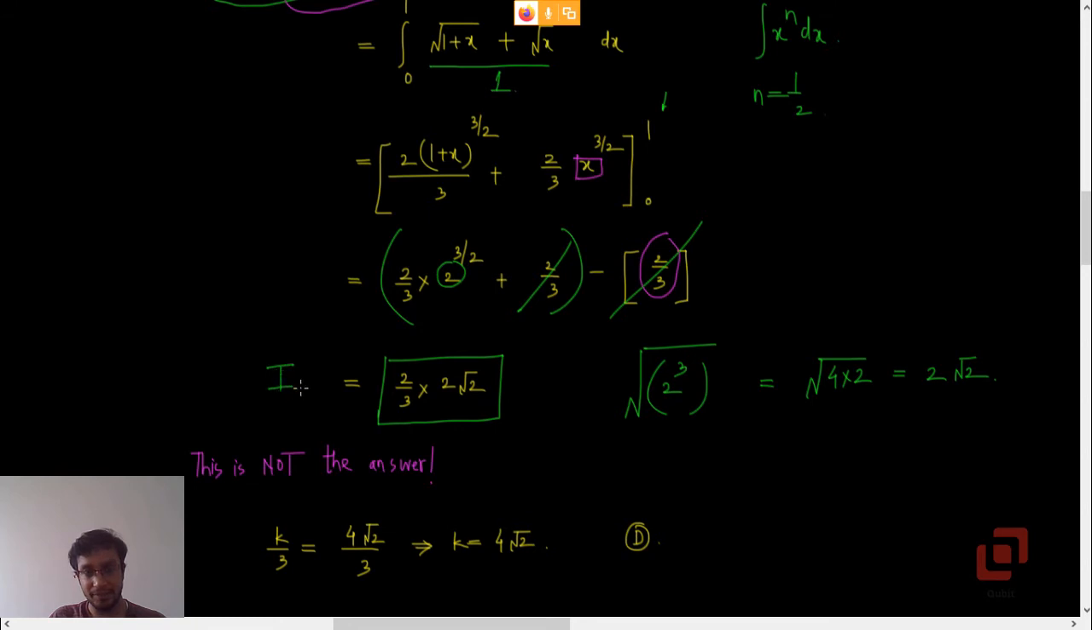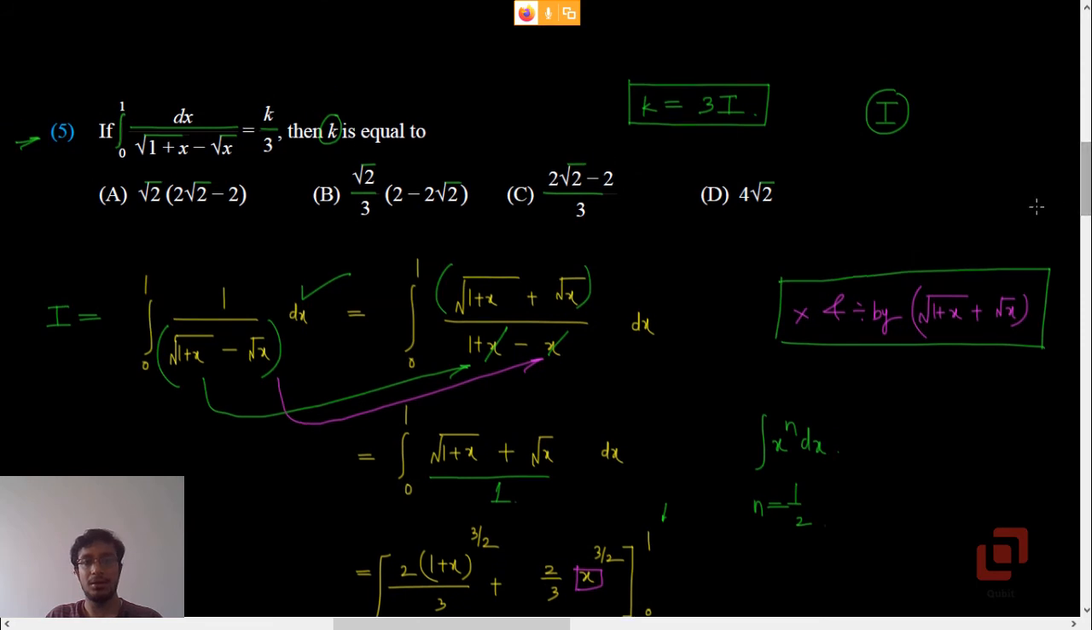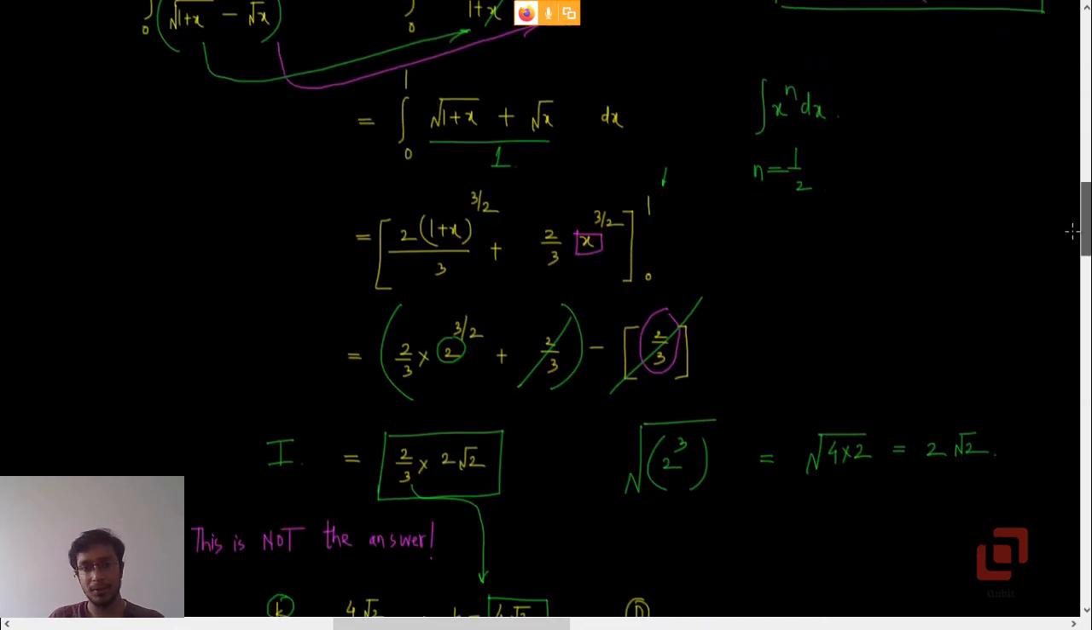definite integral. Alright, they are asking us the value of k, and we have already noted that if I is k by 3, then k must be 3 times I. So just cancel this 3. You'll get the value of k as 2 into 2 root 2 or 4 root 2. So that is option D. Yes. Okay, so we have completed the 5th MCQ.